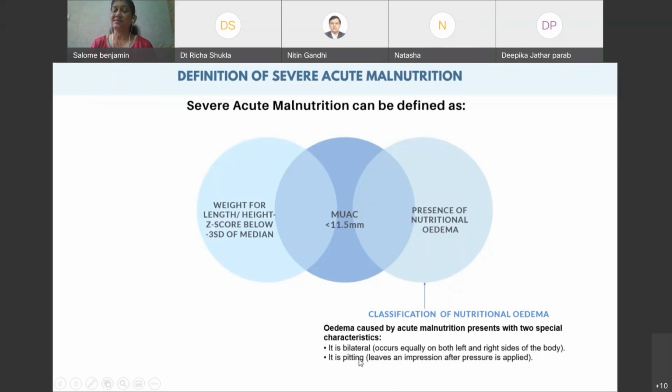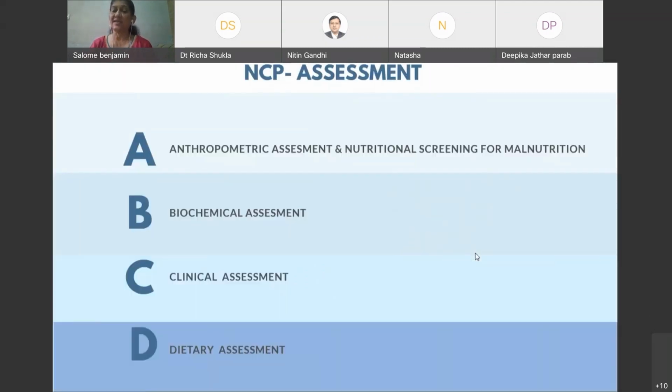Then you can see the bilateral, both right and left side of the body, pitting edema. It should leave an impression on the leg when you press with your thumb, and slowly it comes up, but it takes seconds and minutes. So if it is leaving an impression bilaterally, it is clearly SAM, with Z-score minus 3 SD, with MUAC 11.5 and edema. So this is how you identify.